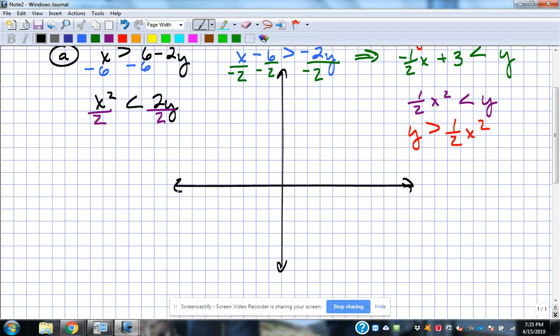So I'm going to graph these. I'm going to graph the linear equation first. It has a y-intercept of 3 and a slope of -1/2. And it's a dotted line because it doesn't have an equal to mark. You remember that from Math 100?